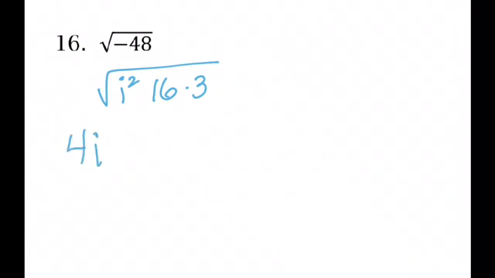Okay, number 16, make sure that you can do this one. So I'm going to break down the i squared as -1 first, and then 48 is 16 times 3. So the square root of i squared is i, the square root of 16 is 4, and then I've still got a 3 in there.